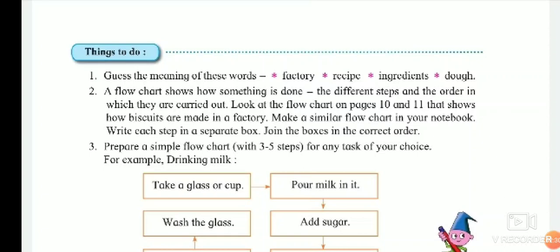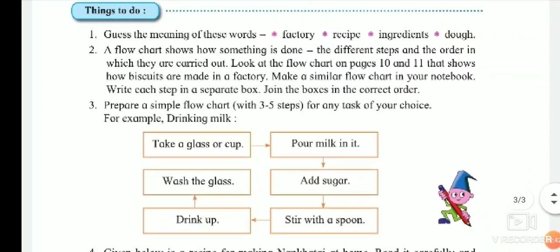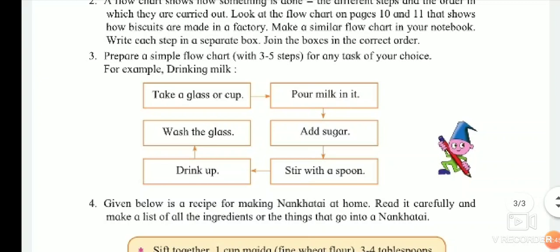Okay, so next exercise, that is the third one. Prepare a simple flow chart with 3 to 5 steps for any task of your choice. For example, drinking milk. So here the example is given. Take a glass or cup, pour milk in it, add sugar, stir it with a spoon, drink up, wash the glass.